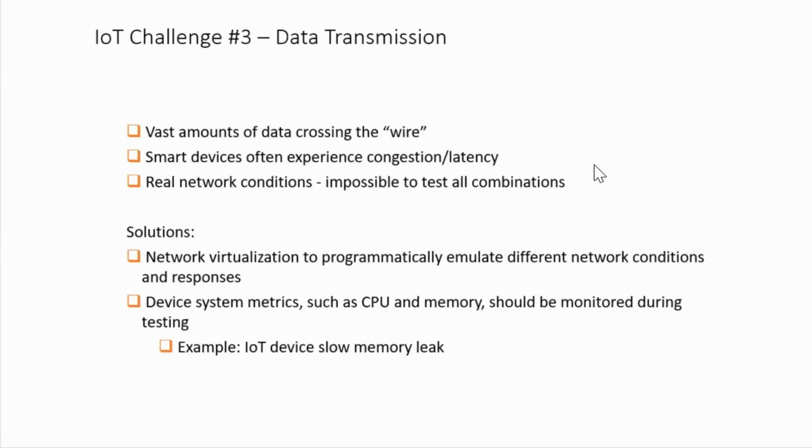So some solutions are to use network virtualization. Has anyone ever done network virtualization testing where you're simulating connecting to a cellular tower in a virtualized space? A couple of folks in the back. Yeah, so there was a solution back in the day called Shunra that did a lot of that. So, you can leverage those kind of concepts.